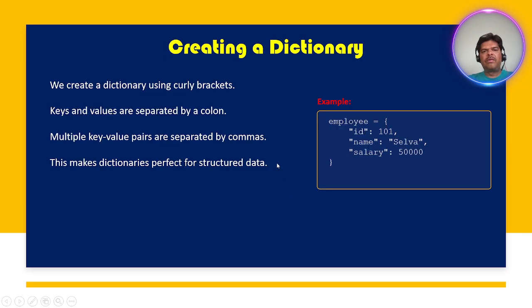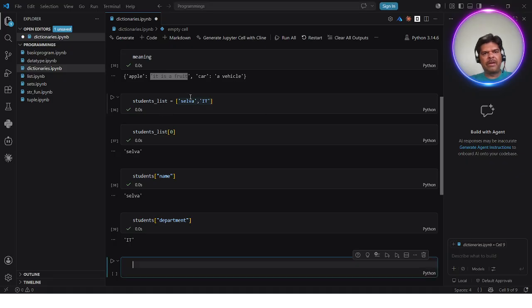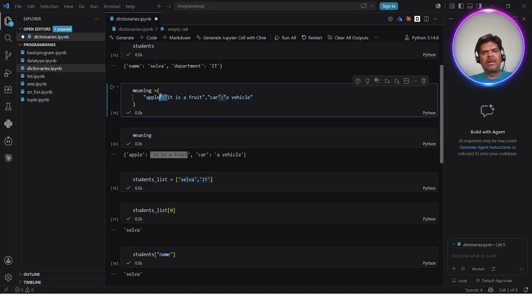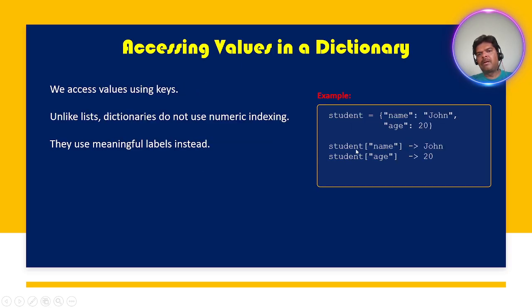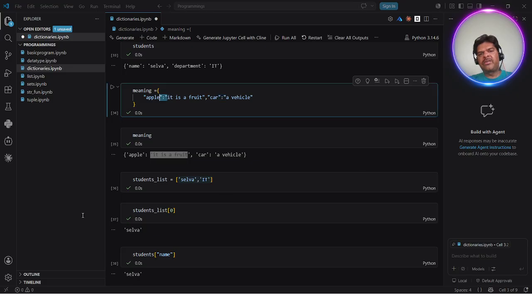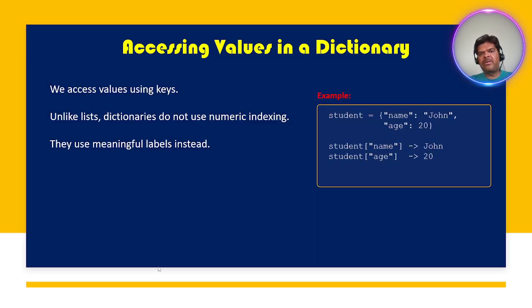Okay. So with the label, we are going to use it. Creating a dictionary: we create the dictionary using curly brackets, and keys and values are separated by the colon. We have seen it. It's going to be separated by the colon, and if you are using multiple pairs, multiple key value pairs are separated by commas. This makes dictionaries perfect for structured data. Putting that comma, right? Accessing values in a dictionary. Using the key name, we can access it. We access values using keys.